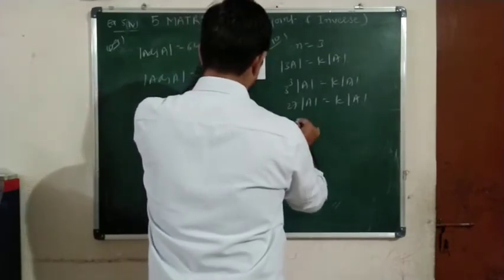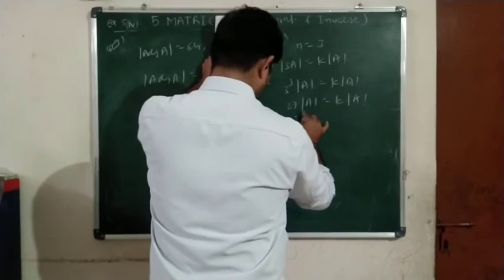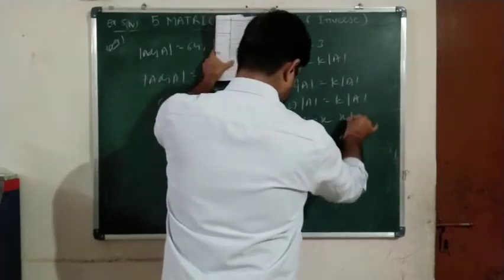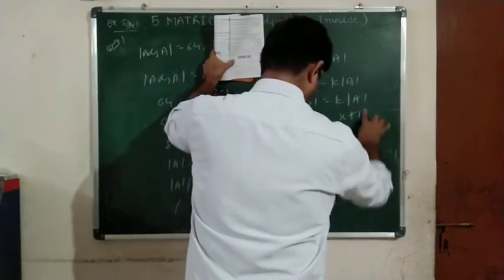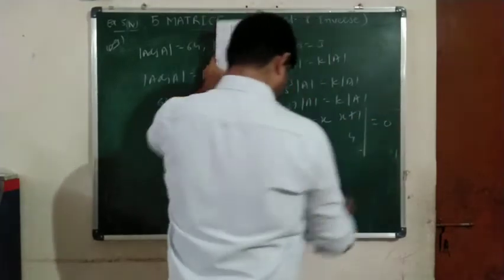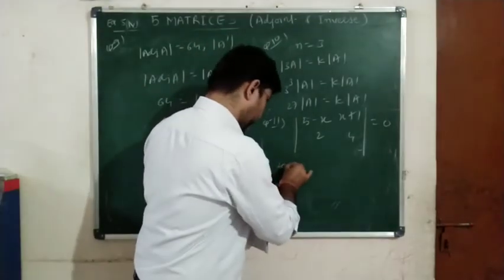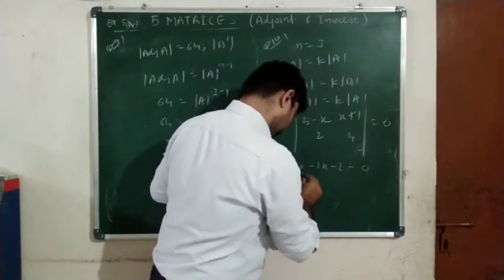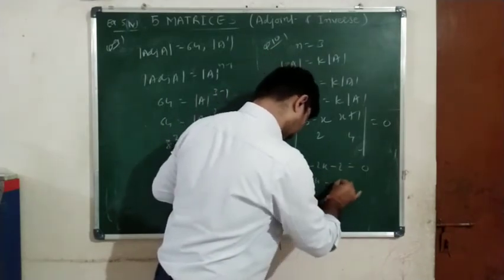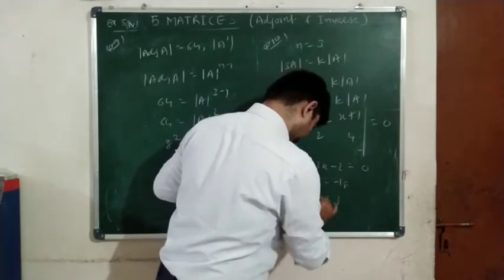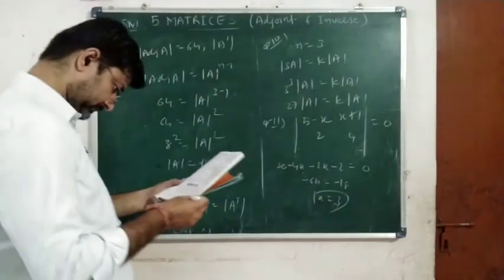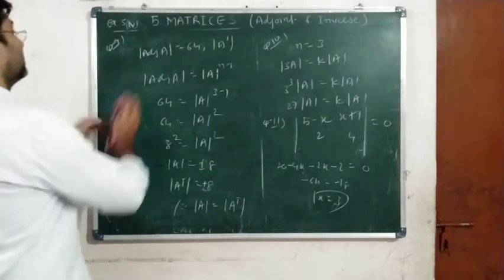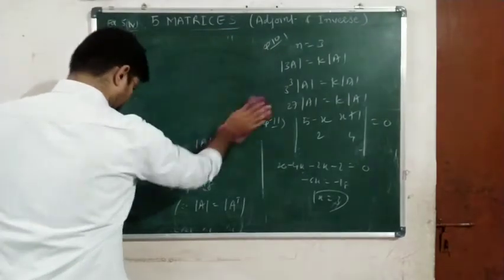Question number 11. Singular matrix. So determinant must be 0. Yes or no? Okay, so 5 into 2 minus 4x minus 2x minus 2. So minus 6x is equal to minus 18, x is equal to 3. Question number 11 is also over. 12, 13 and 14, three more questions are left.